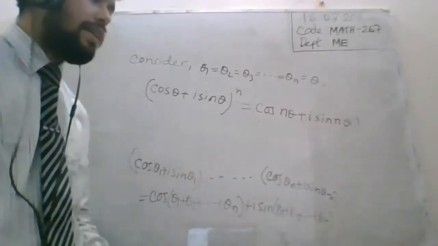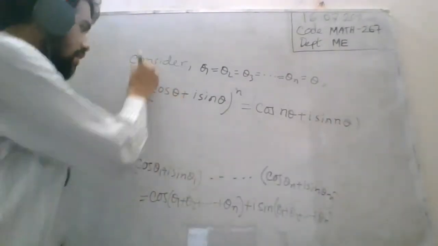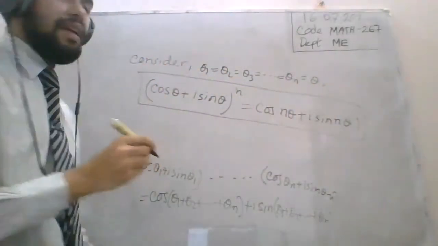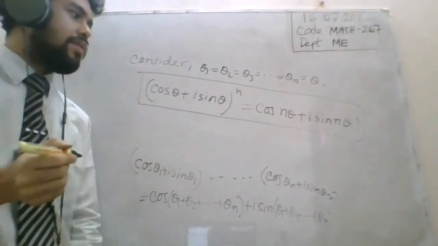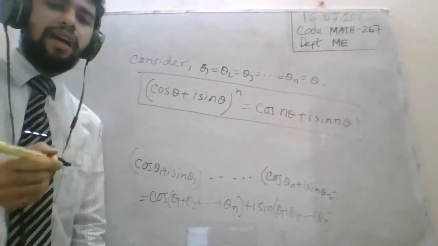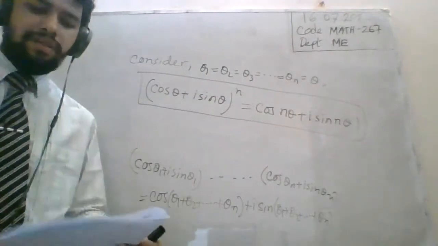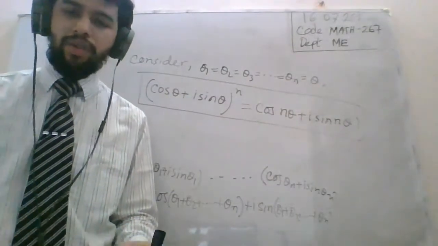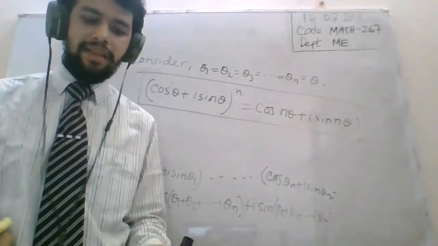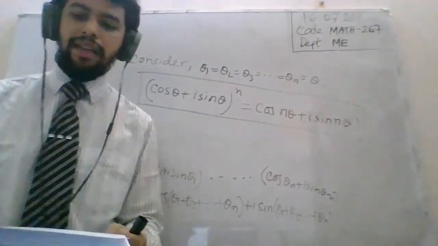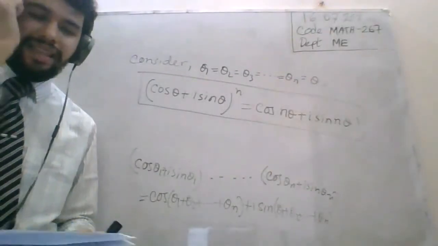I sine n theta. So this is our required de Moivre's theorem, which is (cos theta plus I sine theta) to the power n is equal to cos n theta plus I sine n theta. Okay, so this is for n a positive integer, any positive integer for n, and also you can prove it when n is a negative integer.